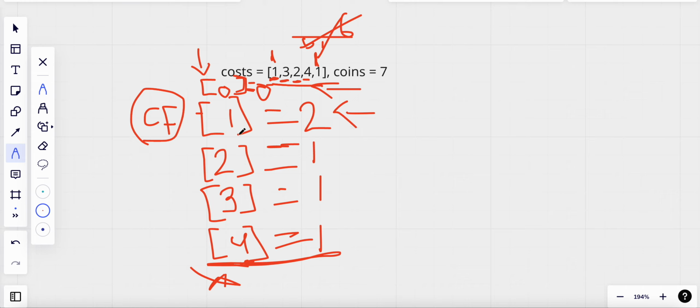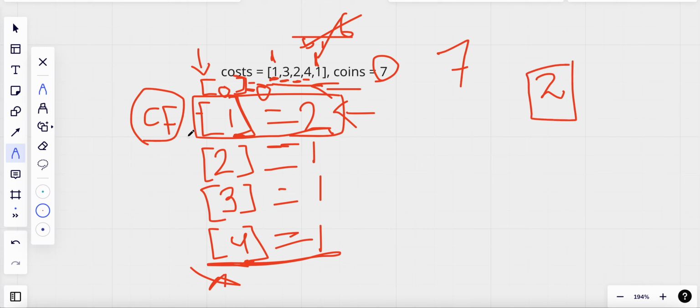Now once we reach this index, the cost is equal to 1, right? And the coins that we have right now is equal to 7. We have not used our coins so far, so total coins we have is 7, and the cost is equal to 1. So 1 is less than 7, right? And also, are we able to buy all the ice creams that cost 1 coin? Well, yes, we are able to buy all the ice creams that cost 1 coin, right? Because the frequency is equal to 2, right?